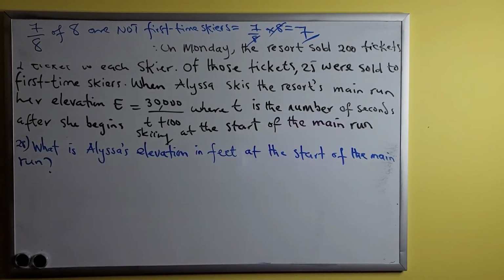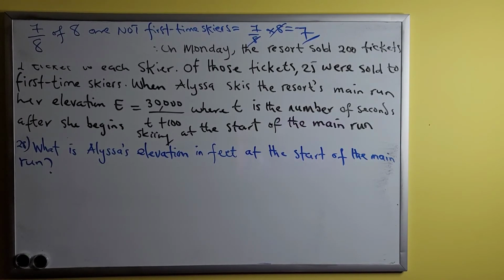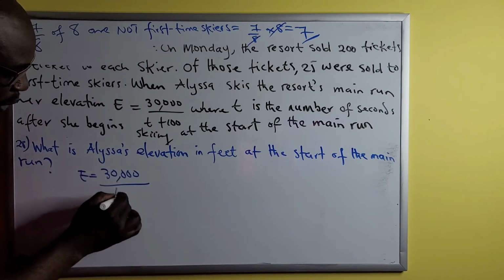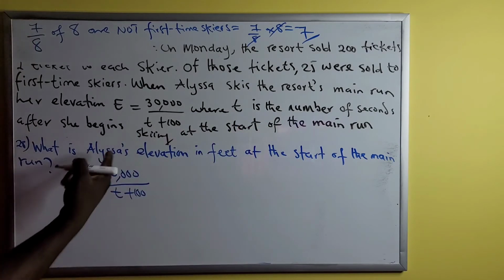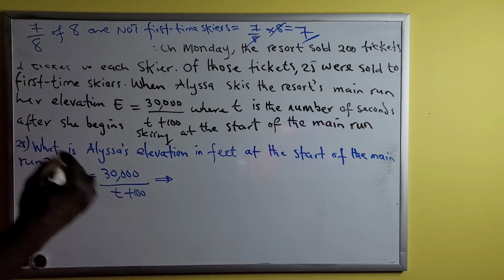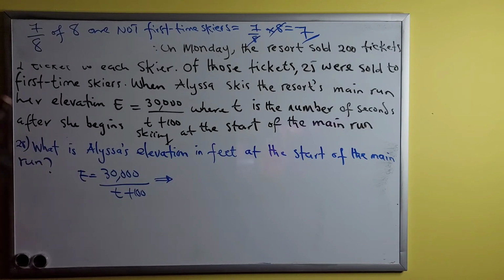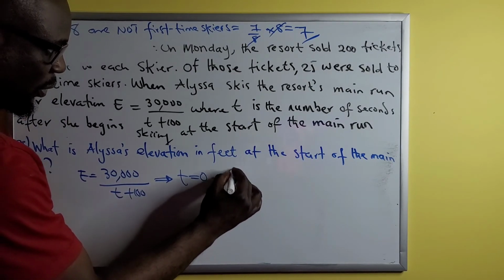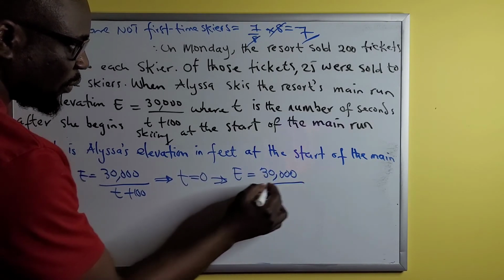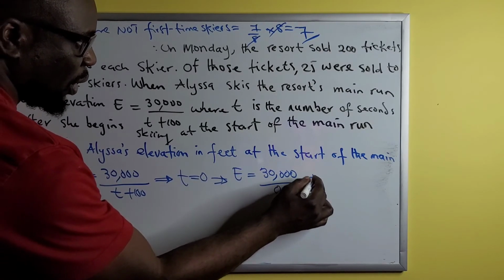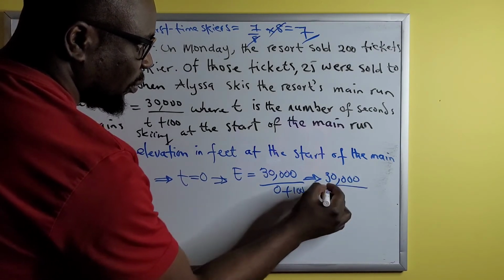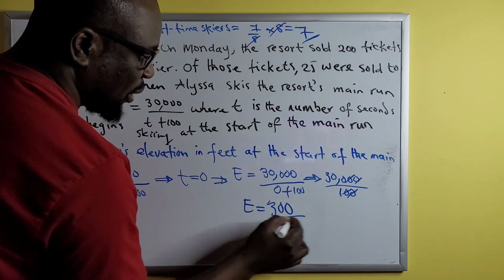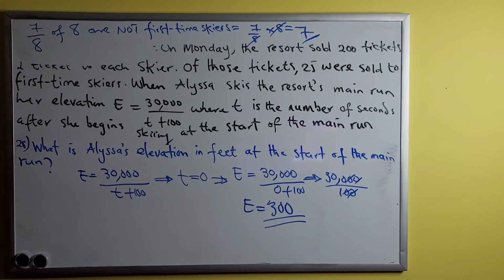Question 28 says, what is Alisa's elevation in feet at the start of the main run? They give us the equation: E is equal to 3,000 over T plus 100. At the start of the main run, T is equal to 0. So plug in 0: E is equal to 30,000 divided by 0 plus 100. 0 plus 100 is 100. Divide, and that gives you E is equal to 300. So the elevation is 300. That's how you solve question 28.